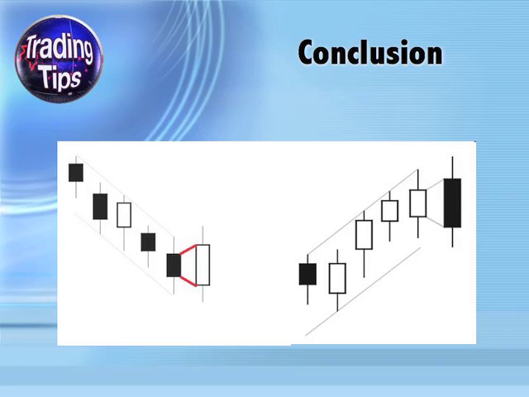In conclusion, engulfing lines are very easy to spot and highly accurate short-term reversal patterns. You just have to know what to look for.